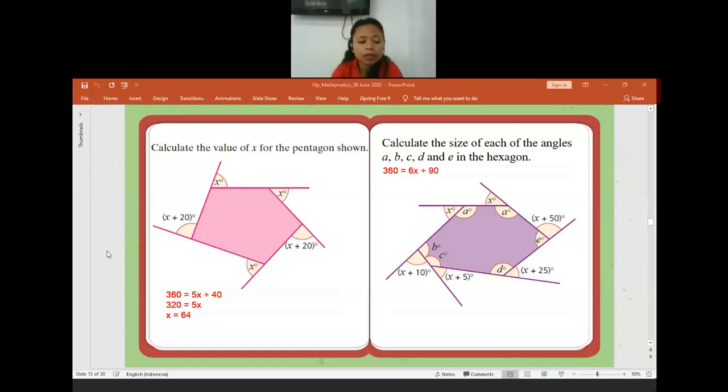Because this is exterior, we take the exterior only. Exterior is the angle outside. So we only take the x plus 20, the x plus 5, the x plus 50, and also the x plus 25. When we simplify it, it will be equal to 6x plus 90. Is there anyone confused?